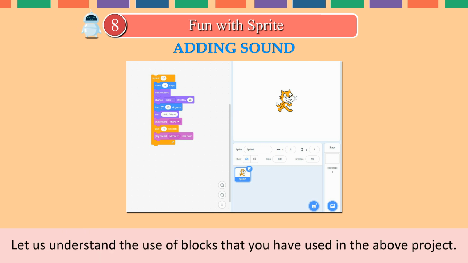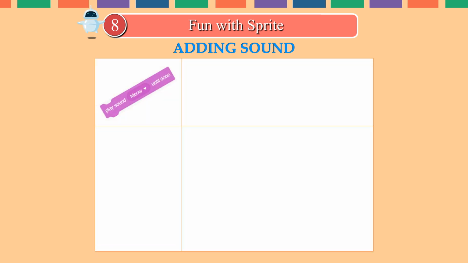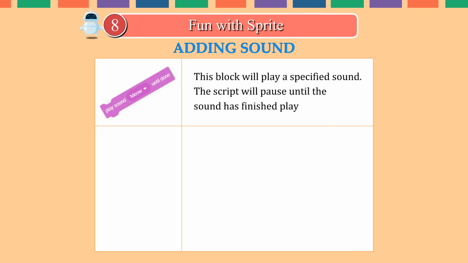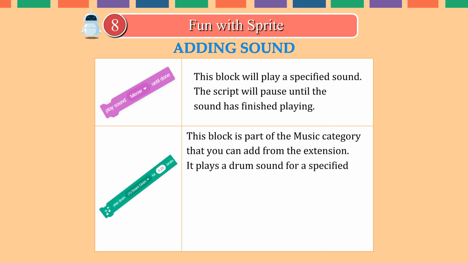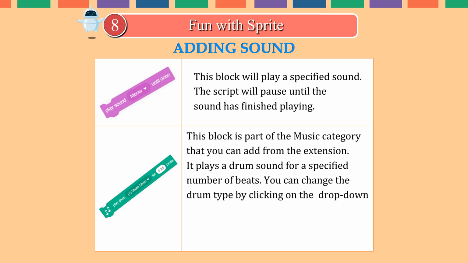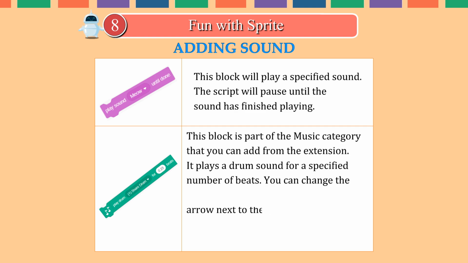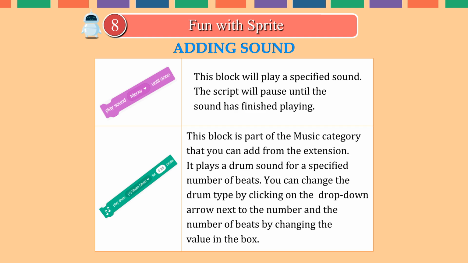Let us understand the use of the blocks that you have used in the above project. Play sound meow until done. This block will play a specified sound. The script will pause until the sound has finished playing. Play drum, snare drum for 0.25. This block is part of the Music category that you can add from the extension. It plays a drum sound for a specified number of beats. You can change the drum type by clicking on the drop-down arrow next to the name and the number of beats by changing the value in the box.